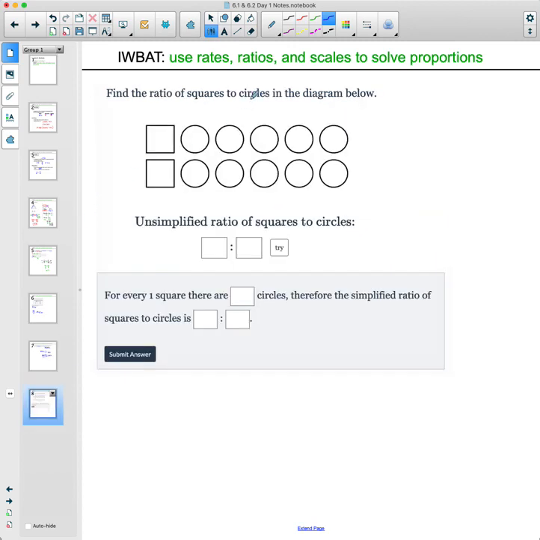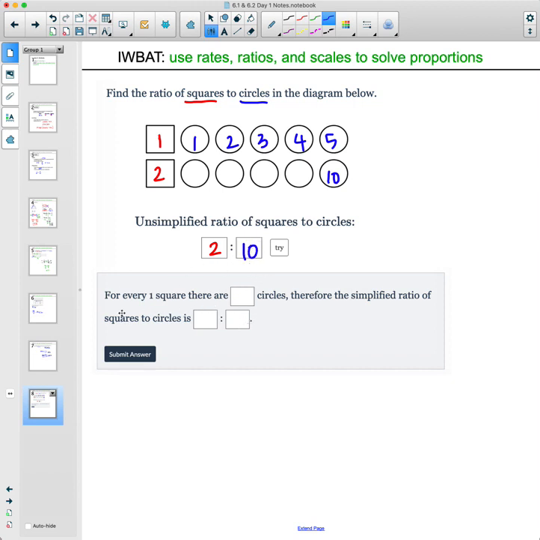We could also be doing ratios with shapes here. Find the ratio of squares, which is the first number, to circles, which is the second number. Count the number of squares. We have 1, 2 squares. Your unsimplified ratio is going to put the squares first, so 2 squares. Then count how many circles there are. 1, 2, 3, 4, 5, and double that, so 10. So 2 squares to 10 circles.